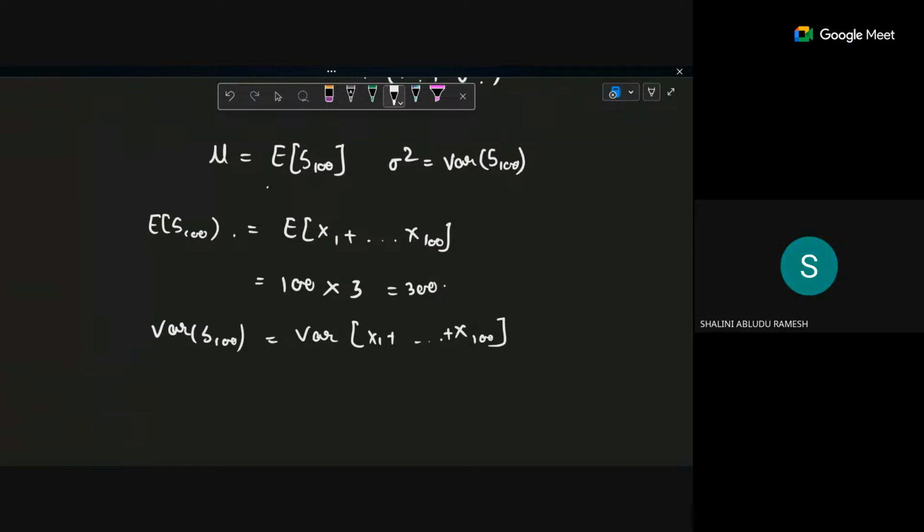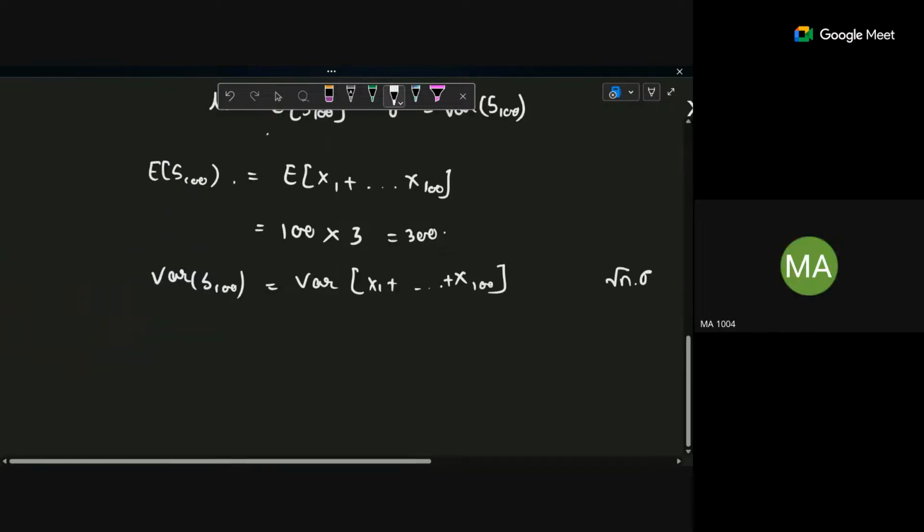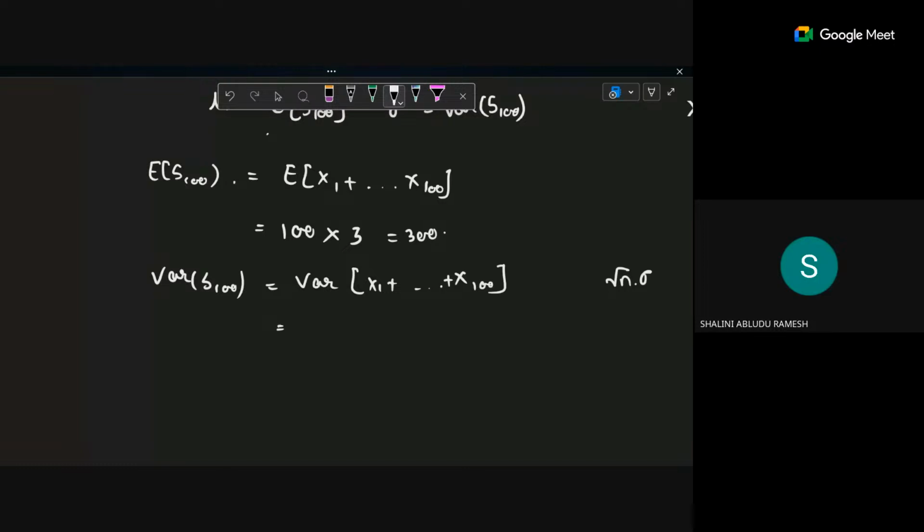Root of n into sigma. Why is it so? Ma'am, we are calculating variance, right? Variance of x1 plus x2 will be what? n times the variance of x. N into variance of x.